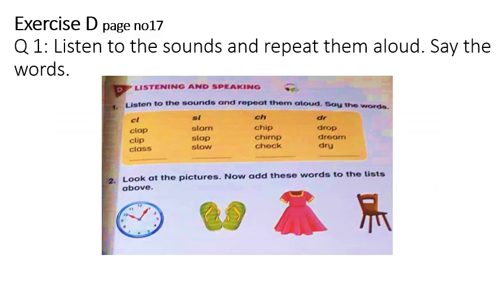Exercise D that you can find on page number 17. Question number 1 is listen to the sounds and repeat them aloud and say the words. We have practiced saying all these words. You can see a picture of page number 17 from your books. The first list is cl, clap, clip, class, and there is a blank under it. Next sound is sl, slam, slap, slow, and there's a blank under it. Next sound is basically CH makes the sound ch, and the words under this are chip, chim, check, and then there is a blank under it. Last sound, the fourth sound is dr, drop, dream, dry. And there is a blank under it.